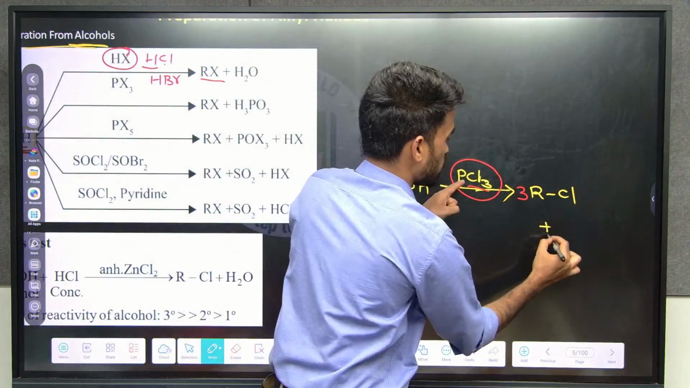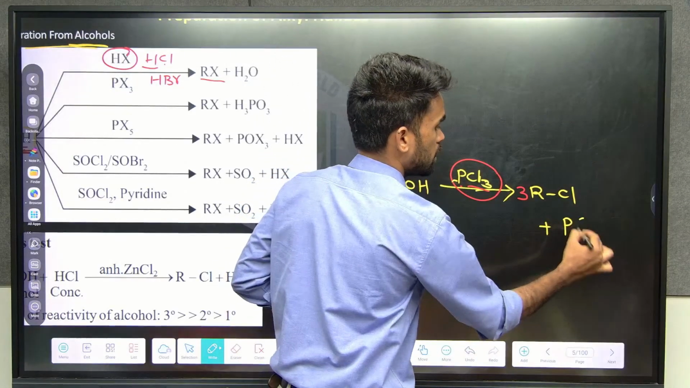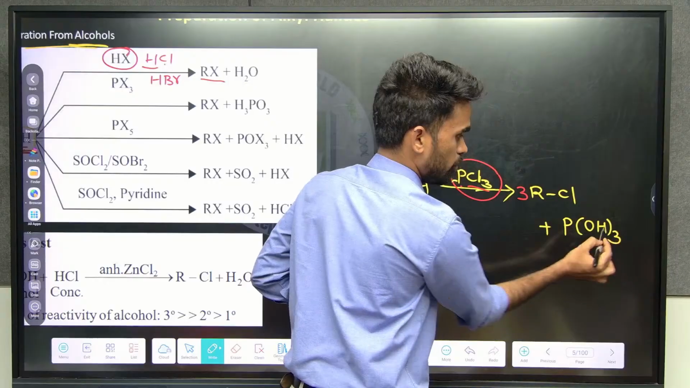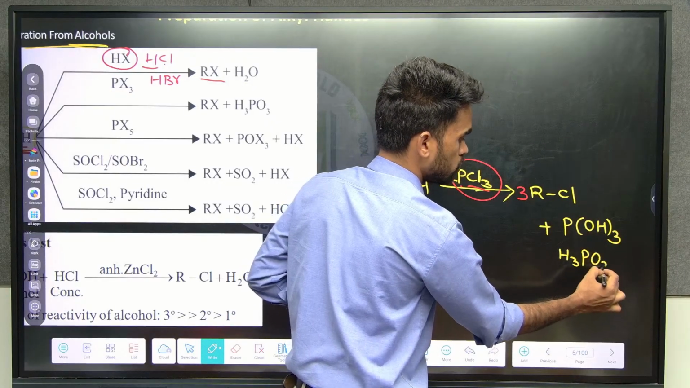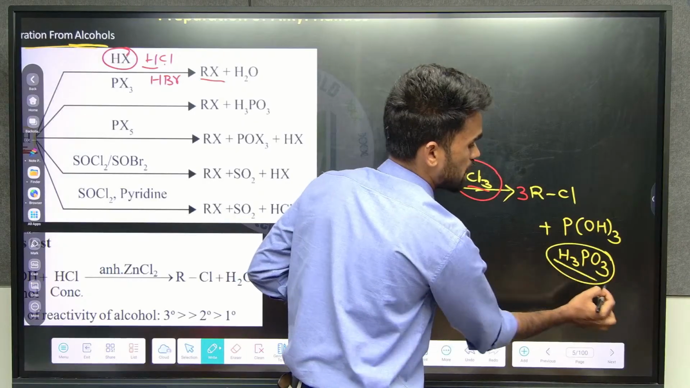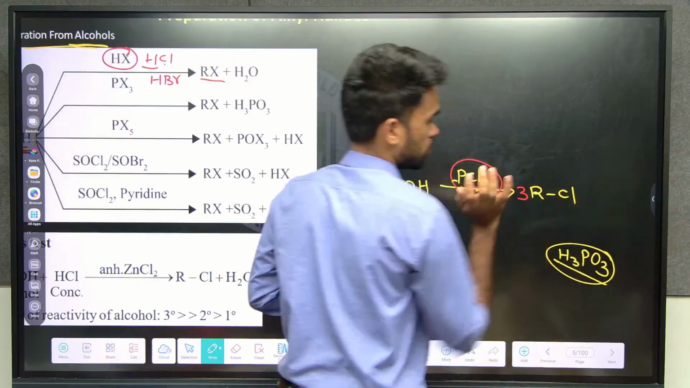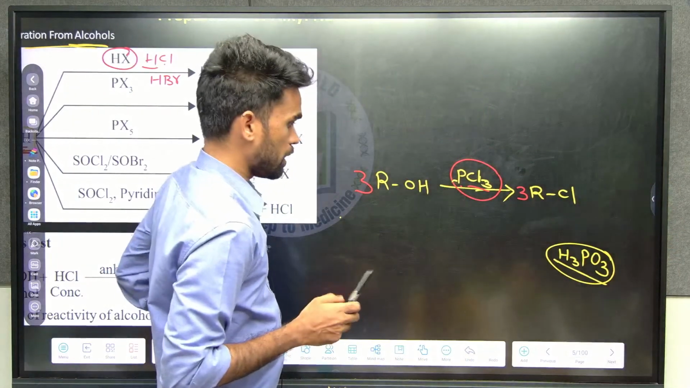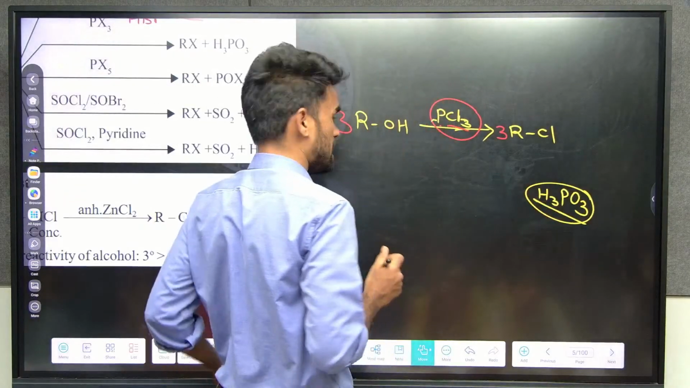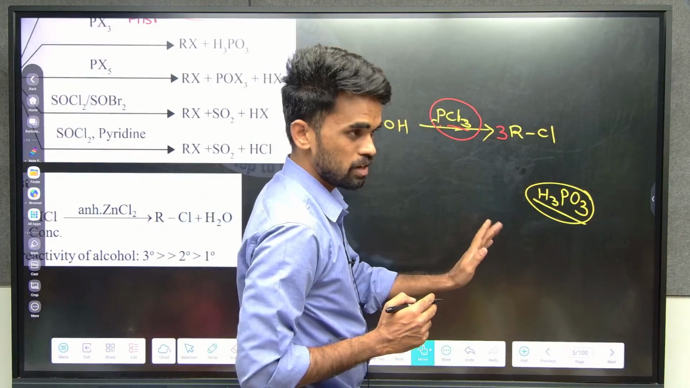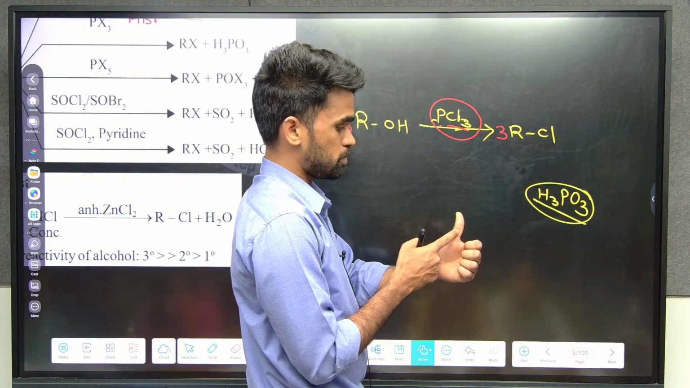To phosphorus what you are giving? OH. How many OH? P(OH)3. This can be written properly as H3PO3. This is called orthophosphorus acid. They will ask what is the byproduct formed, and they will also ask whether it is an acid or a base. It is an acid. What is the name? Orthophosphorus acid, phosphorus acid.